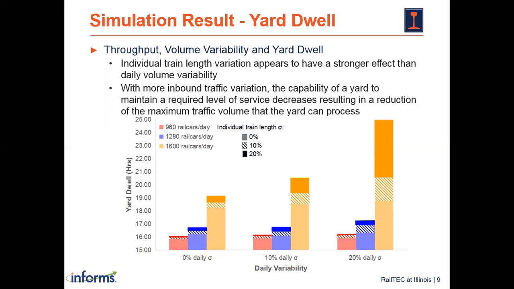However, there appears to be an interaction effect, as the effect of daily volume variability increases as train length variation increases. With higher levels of both types of inbound traffic variability, the combined compounding effect at larger traffic volumes is to cause much longer average dwell time in the yard, indicating that the yard is reaching its maximum throughput capacity. Under the circumstance, with more inbound traffic variation, the capability of a yard to maintain a required level of service decreases, resulting in a reduction of the maximum traffic volume that the yard can process.